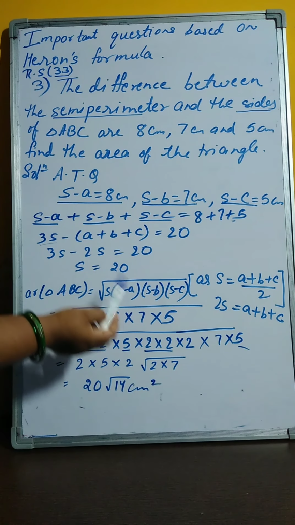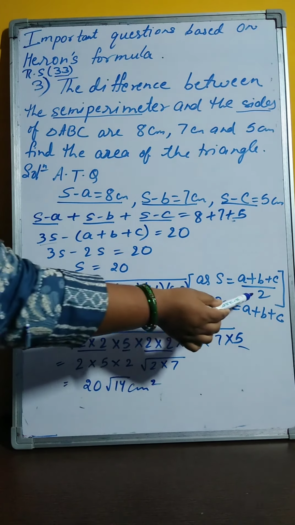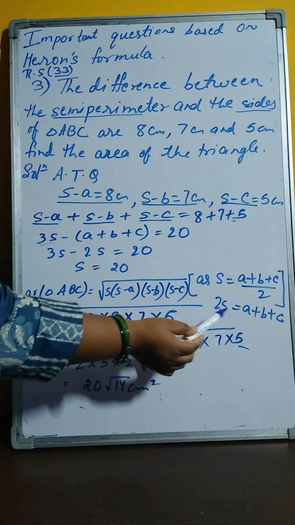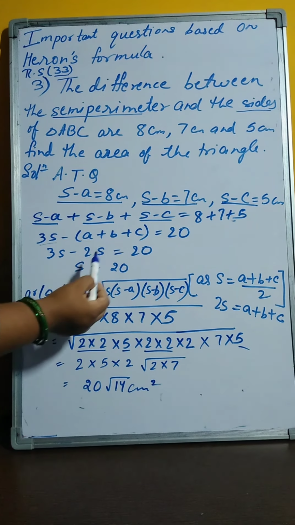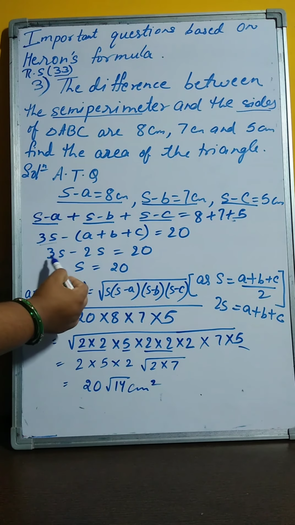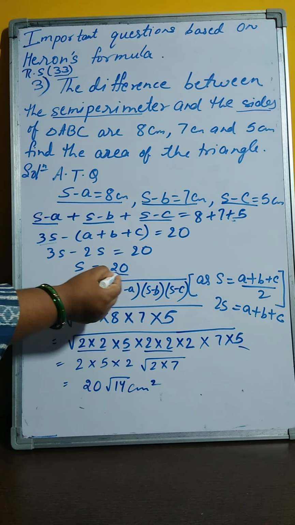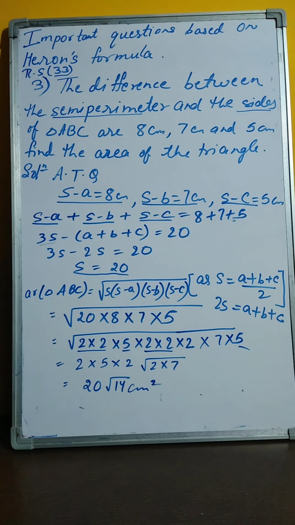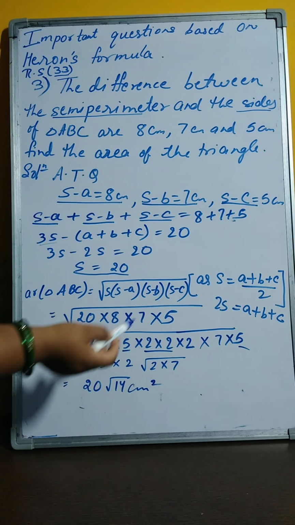which is 20. So see, we know that s is equal to a plus b plus c by 2. So when this 2 comes this side, we have 2s is equal to a plus b plus c. So in the place of a plus b plus c, we can put 2s. 3s minus 2s is equal to s. That is 20. So we get the value of the semi-perimeter as 20. Now we can find the area of the triangle by the formula under root s, s minus a, s minus b and s minus c.